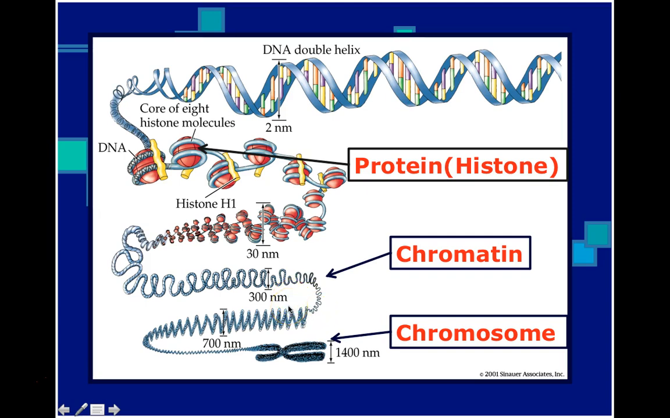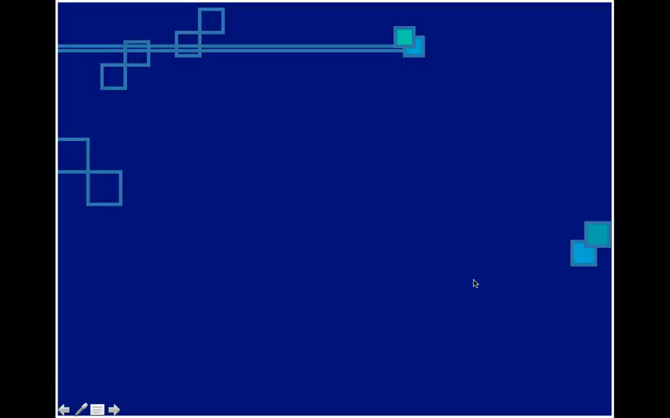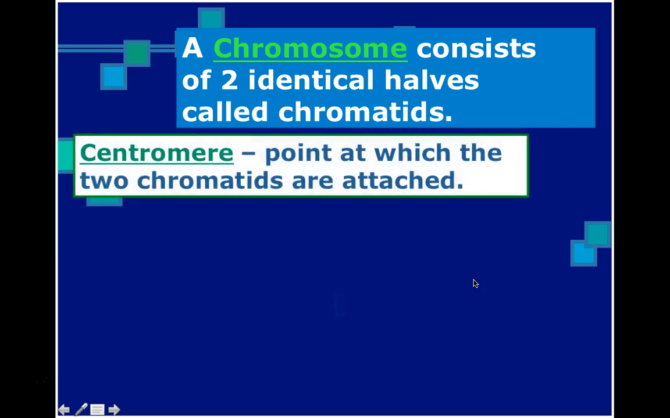And like I said, this is still found in the nucleus of the cell. And when the cell is ready to divide, it continues to condense and wind up on itself until it's tightly coiled into a structure that we see here that looks like an X, and we call that a chromosome. So let's look a little bit more closely at chromosomes.